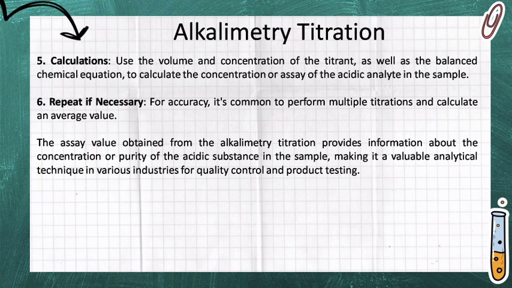Sixth, repeat if necessary. For accuracy, it's common to perform multiple titrations and calculate an average value. The assay value obtained from the alkalimetry titration provides information about the concentration or purity of the acidic substance in the sample, making it a valuable analytical technique in various industries for quality control and product testing.